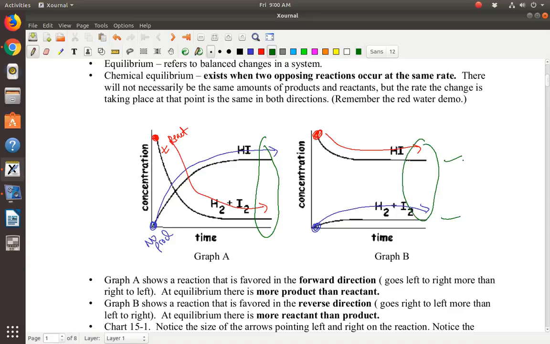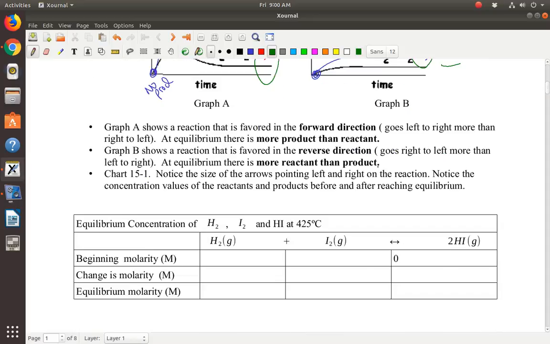At equilibrium, the rate at which reactants are being changed into products equals the rate at which the products are going back to reactants.